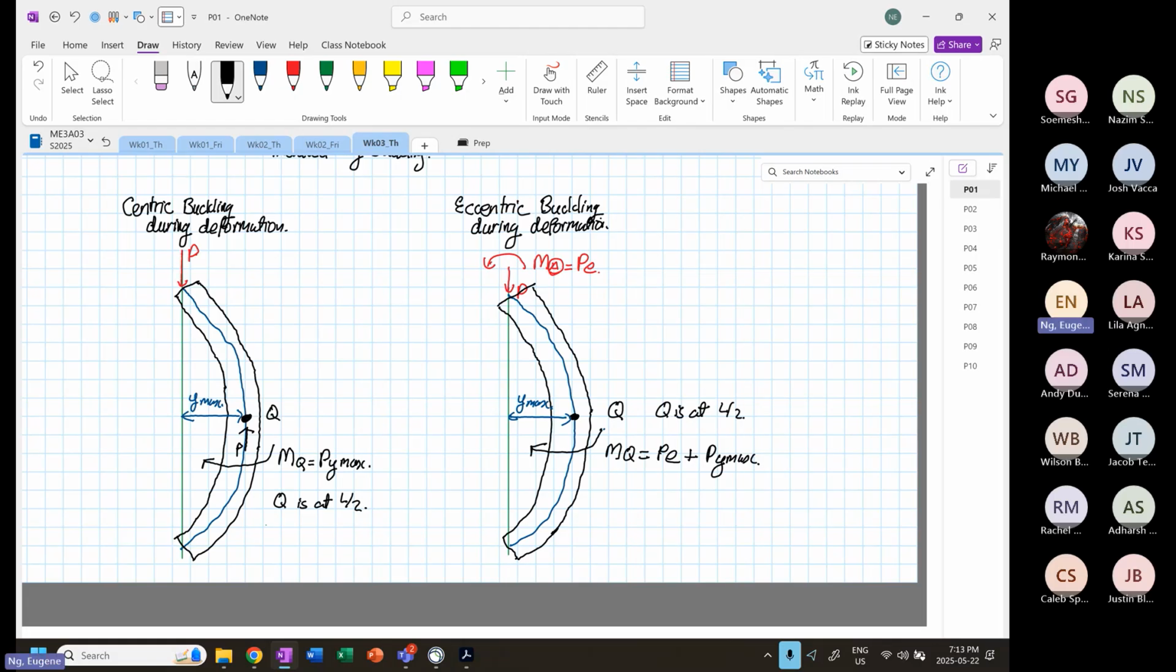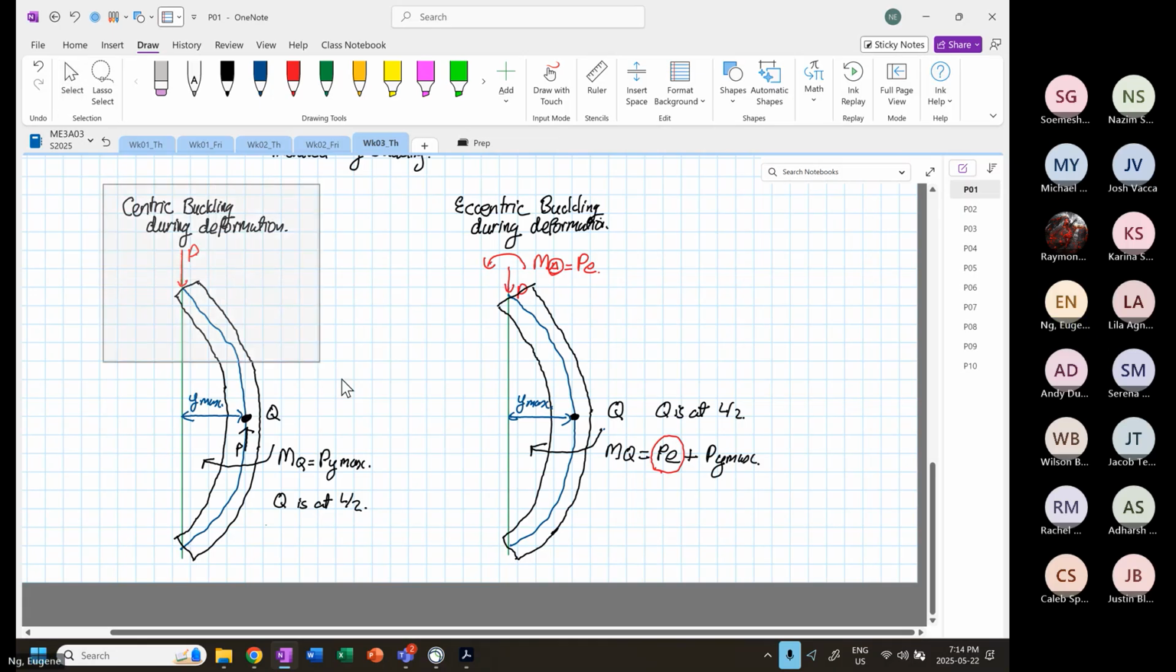So you can see the difference now. The difference is this term over here. Now, how will this term affect our analysis? Before I go any further, I'm going to copy both.